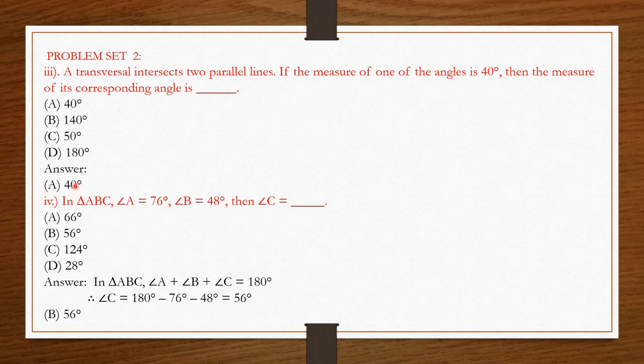Question 4. In triangle ABC, angle A equals 76 degree, angle B equals 48 degree, then what is angle C? The options are: A is 66 degree, B is 56 degree, C is 124 degree, D is 28 degree. The answer is option B, 56 degree.